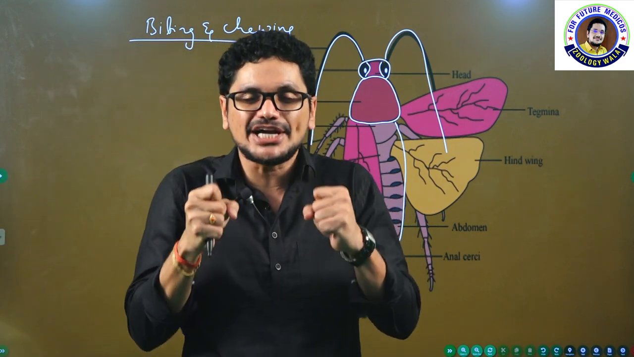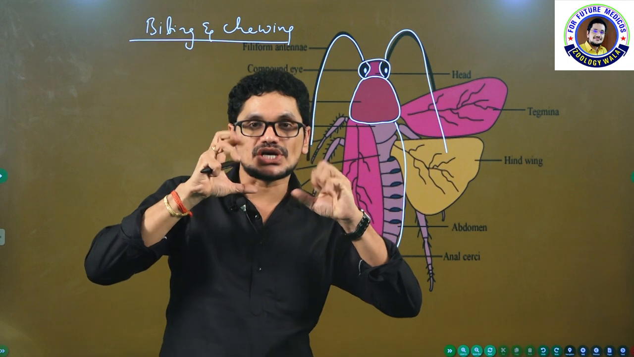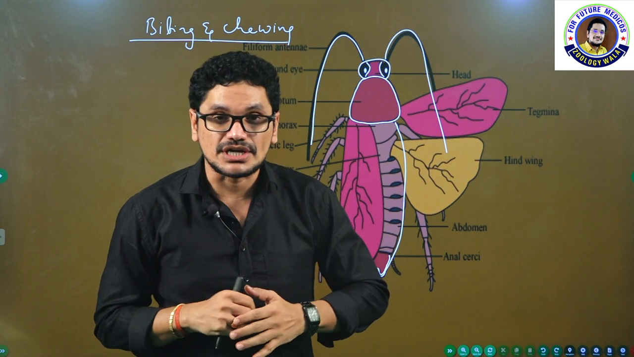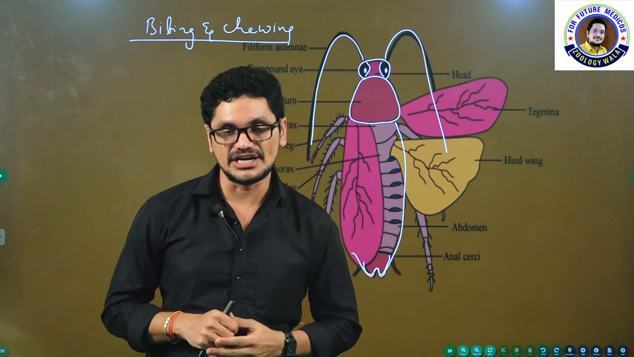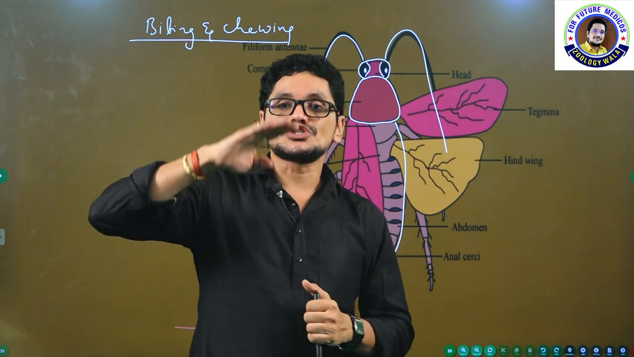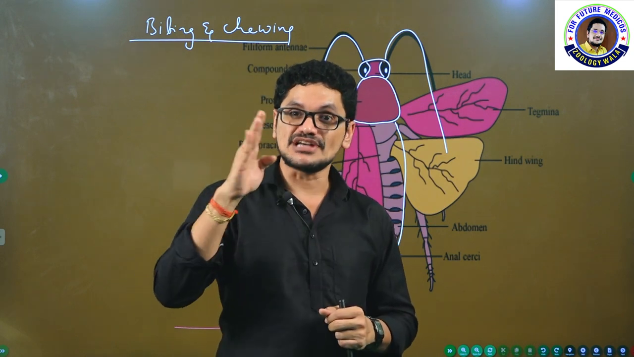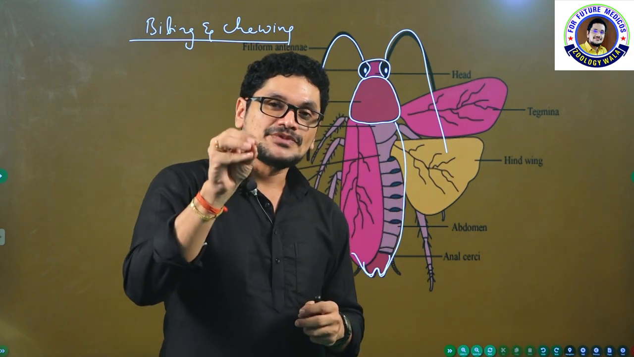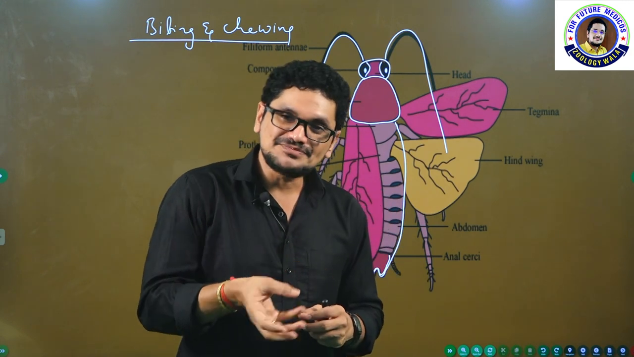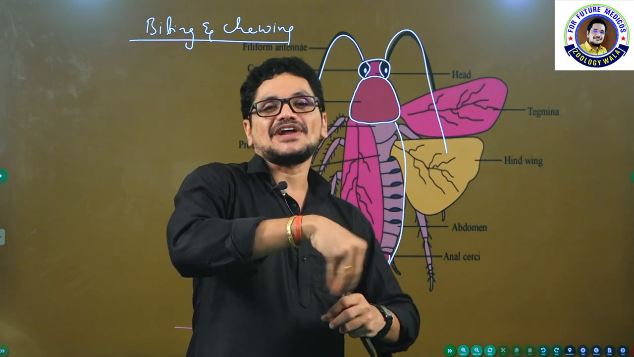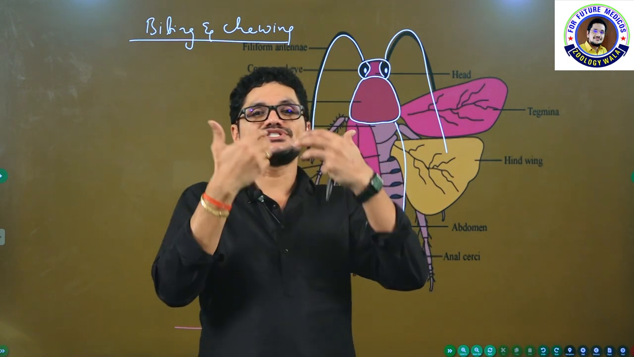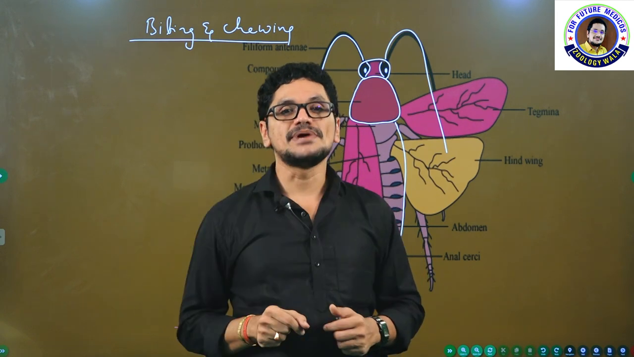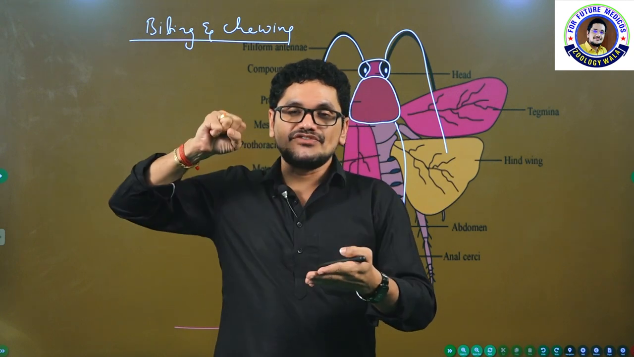So the cockroach is able to bite and chew objects. Biting and chewing mouth parts are present in the cockroach, not in all insects. Different insects have different types of mouth parts. Some have sponging and siphoning type of mouth parts, like the housefly. Houseflies do not take solid food material. They spit, the liquid fraction combines with the solid, and then they are able to take semi-solid or liquid food material with the help of sponging and siphoning mouth parts.